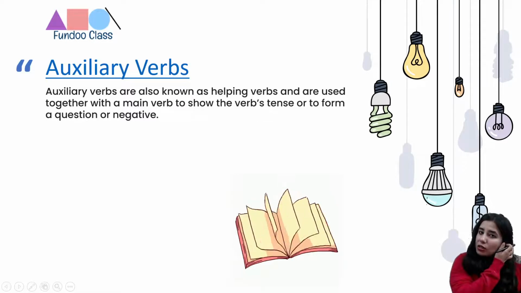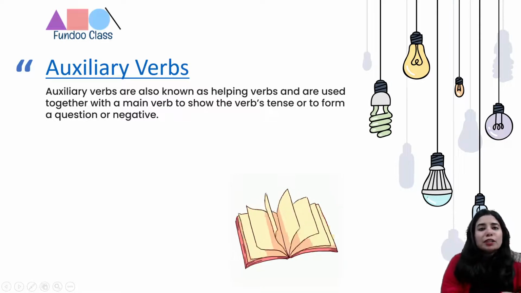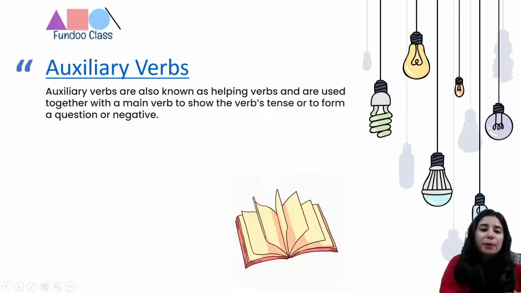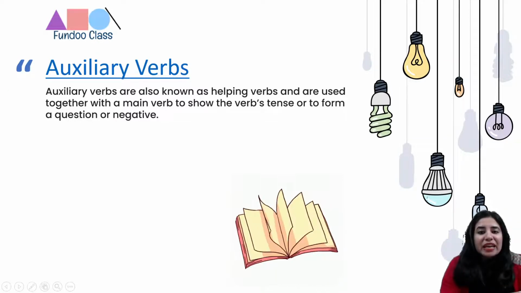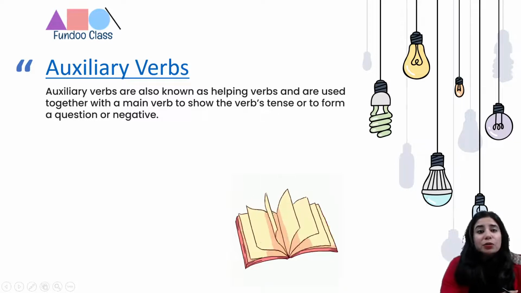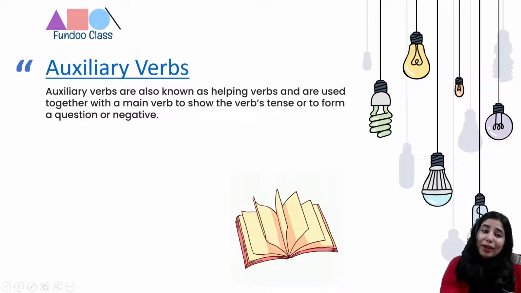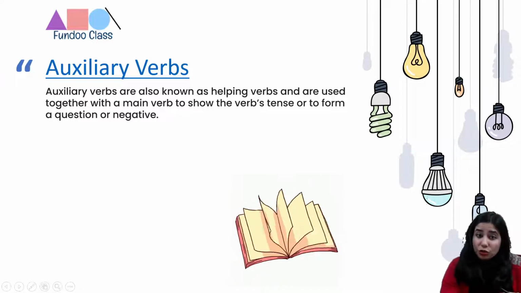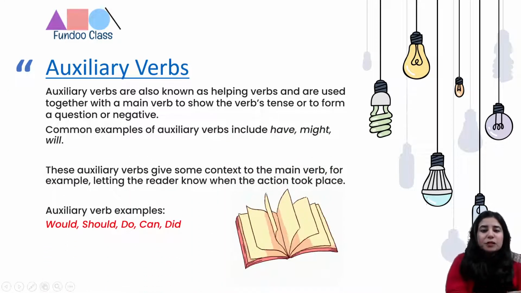So what are auxiliary verbs? These verbs have also got a special name. We also call them helping verbs, and they are used in addition to the main verb so that we are able to understand the tense of the sentence, or at times we can also identify a question using these auxiliary verbs, or we can form a negative statement with the help of auxiliary verbs. So let's look at some examples.